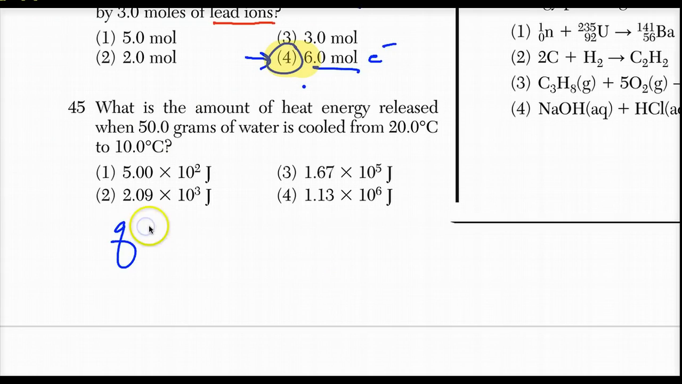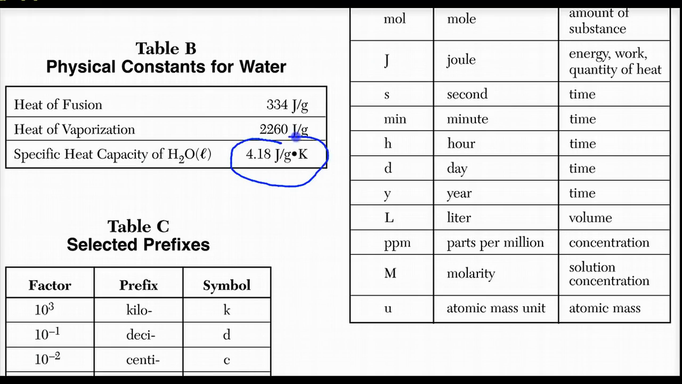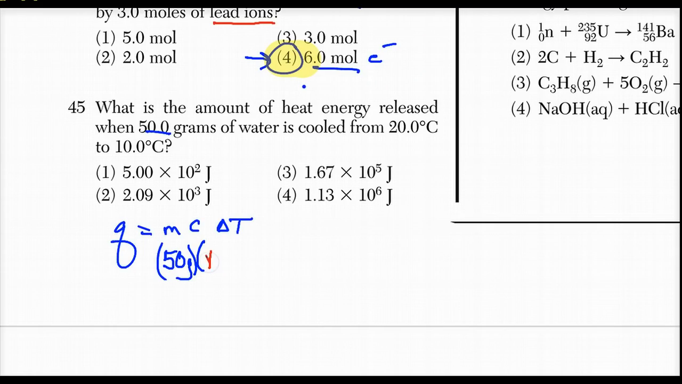So Q is equal to m c change in T. So I've got 50 grams of water. Specific heat given in Table B is 4.18. Remember the heat of fusion that we talked about, heat of vaporization also in Table B. And the change in temperature, well, 20 degrees Celsius to 10. It's the difference. A change is the difference. So 20 minus 10 is 10.